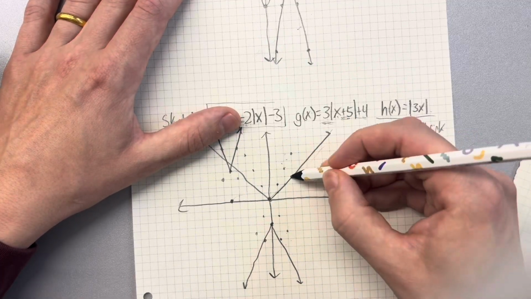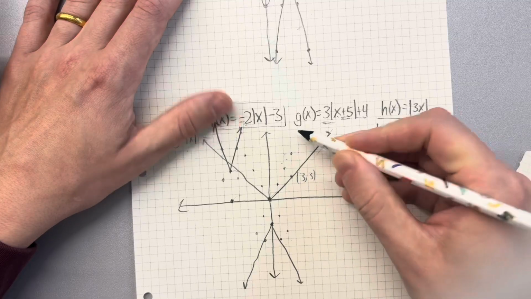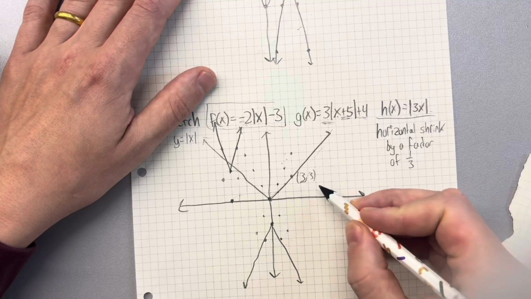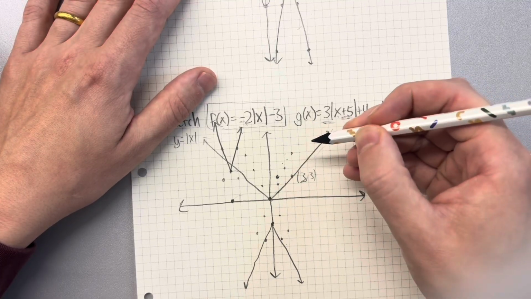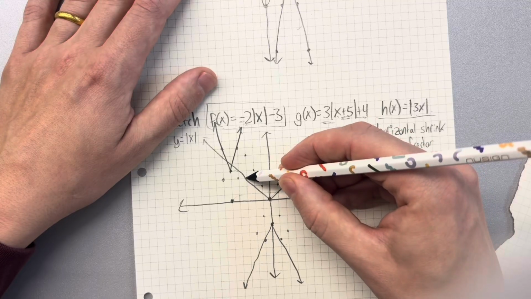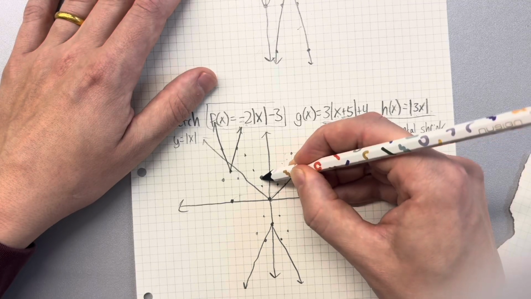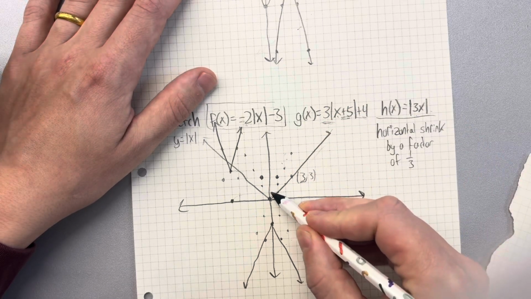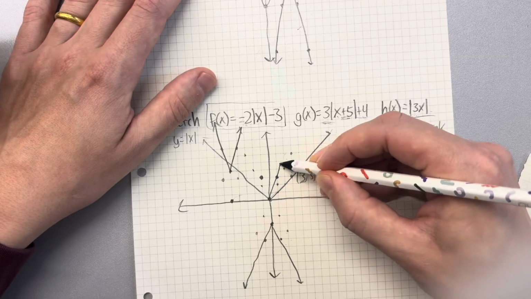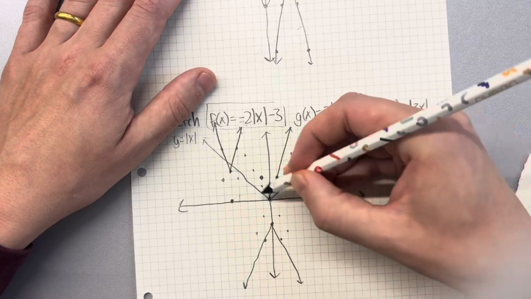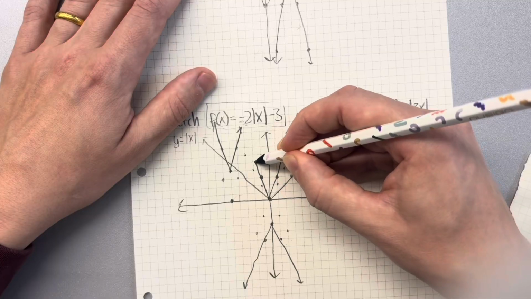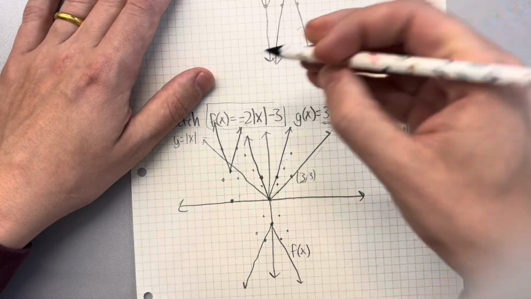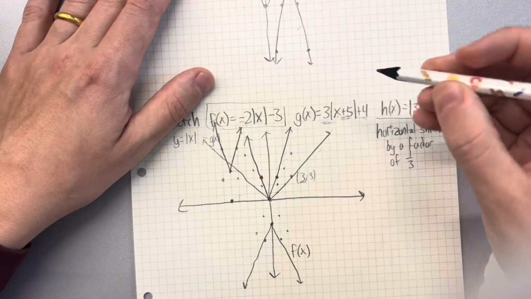So instead of this, we're going to shift horizontally. Let's look at one point at a time. Instead of the point 3, 3 on the original parent graph, the x coordinate is going to be multiplied by 1/3 and become 1, 3. -3, 3 is going to become -1, 3. And down here, for instance, 1, 1 would become 1/3, 1. But basically, you're going to end up with something that has the slope of 3 and the slope of -3 here. So we've got f of x, g of x, h of x.